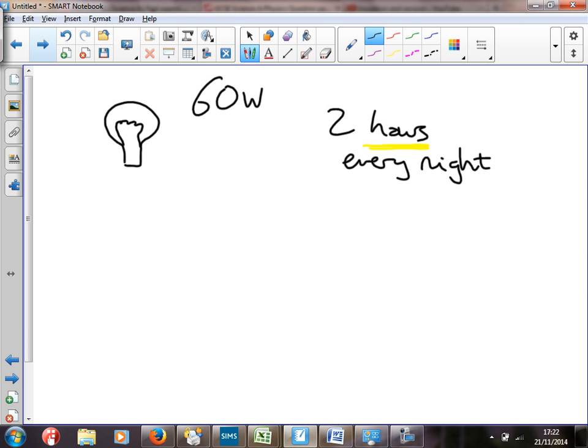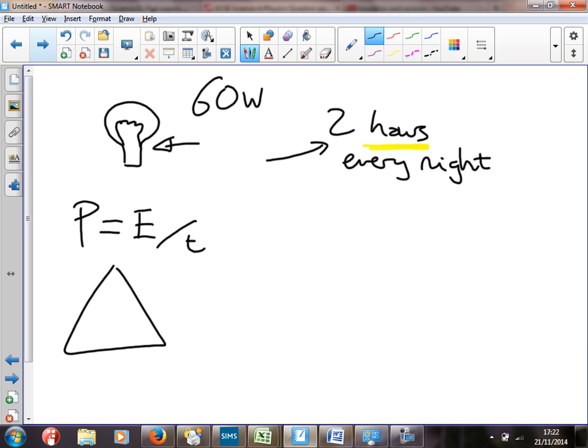I've got a 60 watt light bulb here, okay, and it's on for 2 hours every night. Now, looking in your equation sheet, you'll find out that the power is equal to the energy divided by the time. I want to know how much energy comes out of this light bulb in an evening when I have it on for 2 hours. So suddenly, we've got to do a bit of rearrangement. So triangle time, so we're going to have E up there, T down there, we're going to have P here. I want to know the amount of energy, so I'm looking at this one here. So if that were to disappear, I'd have P times T. So it's going to be the power multiplied by the time.